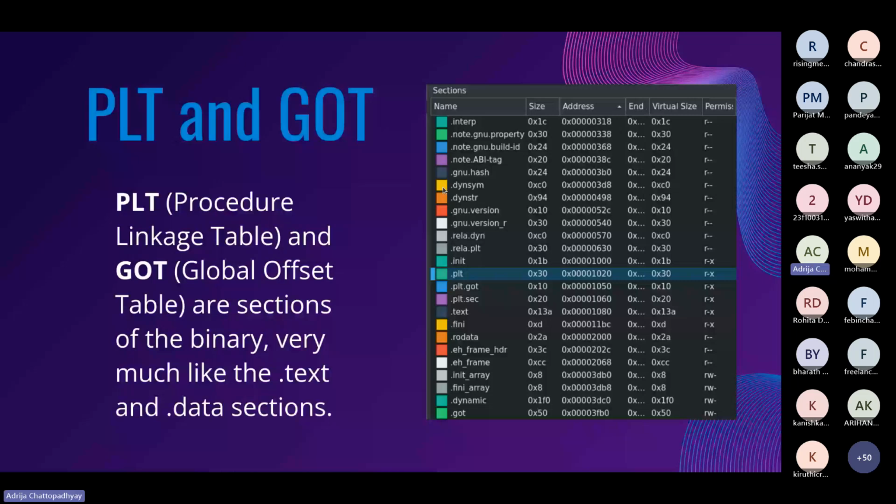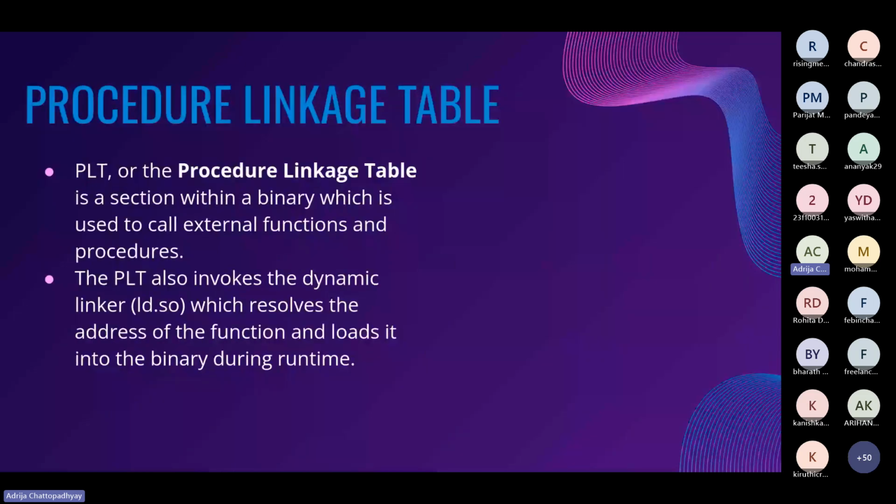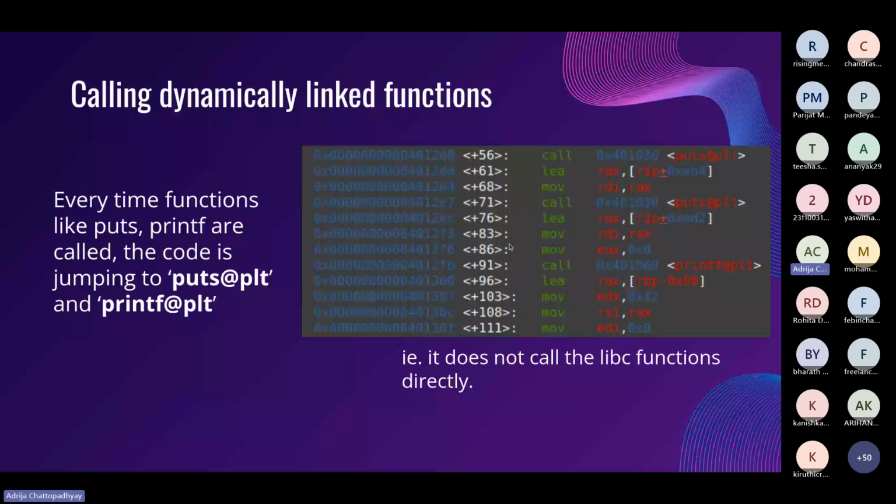Okay, procedure linkage table. PLT is the procedure linkage table, a section within the binary which is used to call external functions and procedures. The PLT also invokes a dynamic linker, ld.so, which resolves the addresses of the functions and loads them into the binary during runtime. There'll be a lot of theory here, which we'll go through slowly, but first I'll give you a basic idea and then I'll show you a demonstration, then we'll go through this.